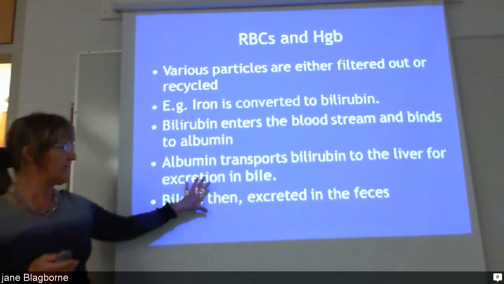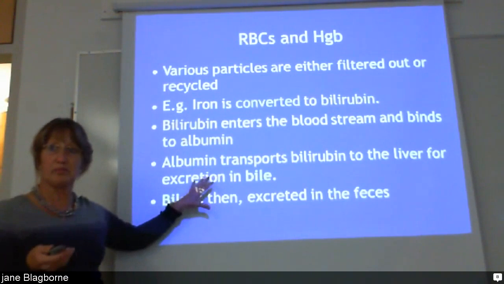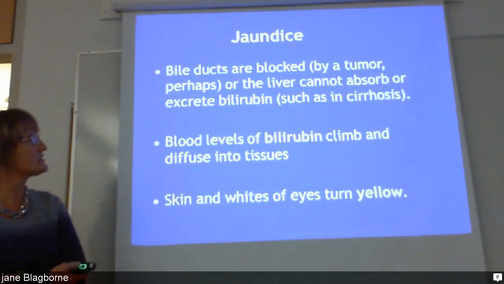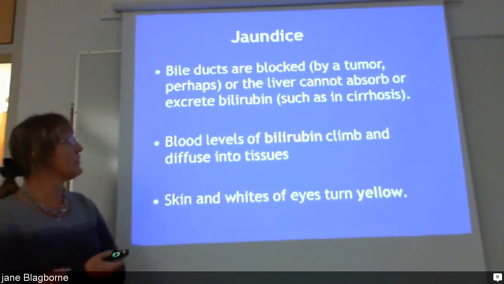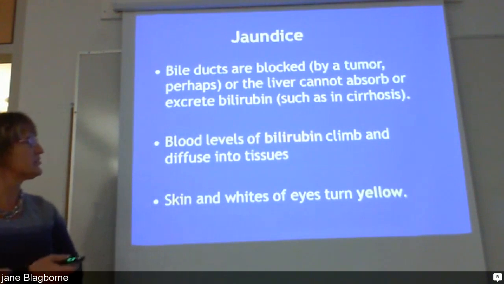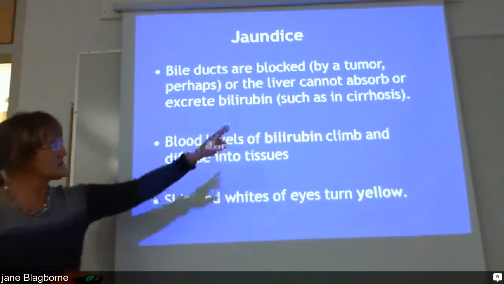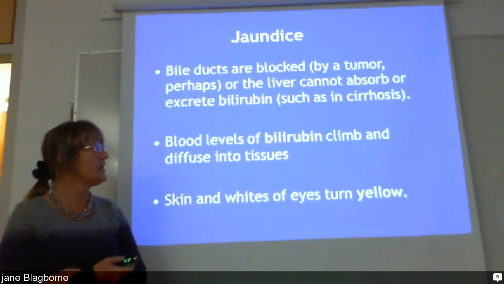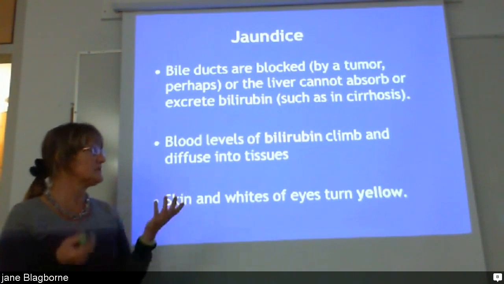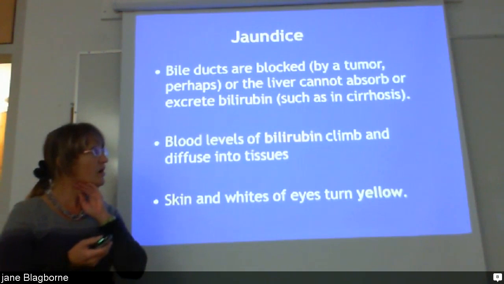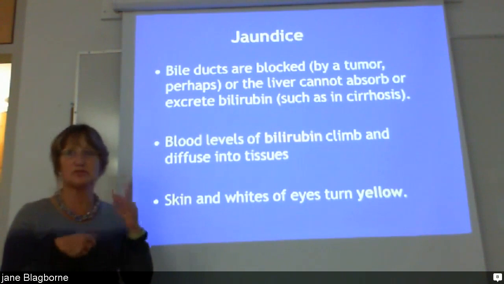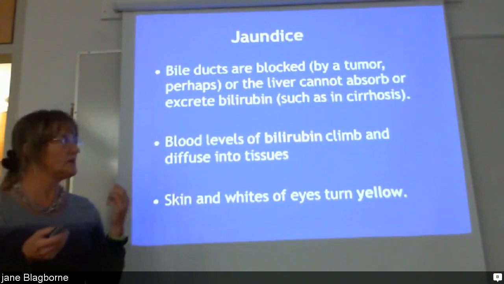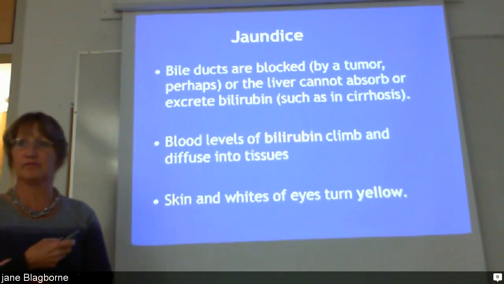The gallbladder may have stones in it. There may be some problems that's not within the body. So jaundice, we talked a little bit about that. The bile ducts are blocked by a tumor, or the liver can't absorb or excrete the bilirubin, such as in cirrhosis of the liver. Cirrhosis can be caused from alcohol consumption. It can be caused from different other diseases, also from damage due to taking too many Tylenol and that type of thing. It's actually poisoning. So cirrhosis has lots of causes.